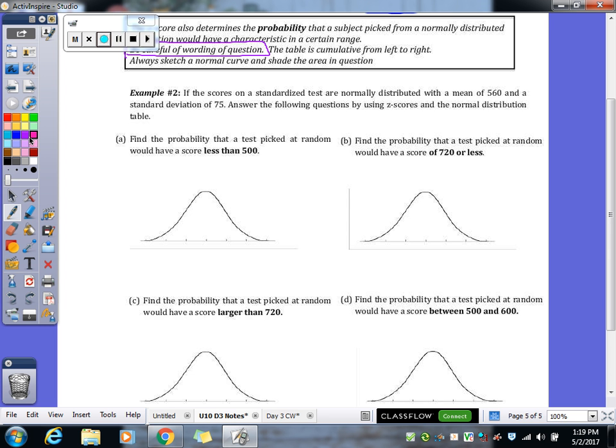So we have here, if the scores on a standardized test are normally distributed with a mean of 560 and a standard deviation of 75, answer the following questions by using z-scores and that table that I've given to you. First one, we're going to find the probability that a test picked at random would have a score less than 500. So let's first draw our picture. We're going to start with our mean right in the middle, 560. Our standard deviation is 75. So what would one standard deviation below be equal to? 560 minus our 75. What do we get?